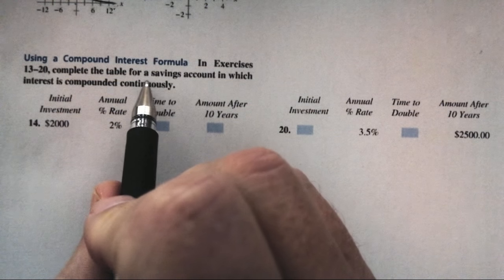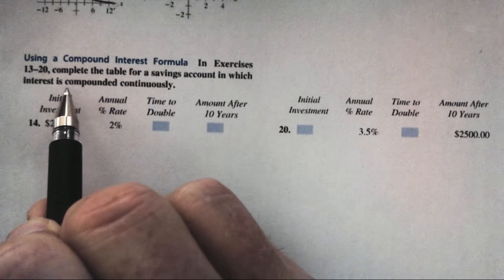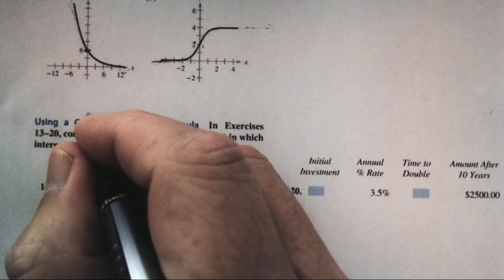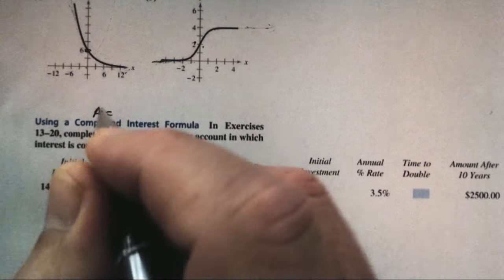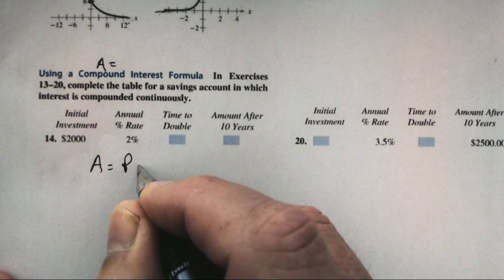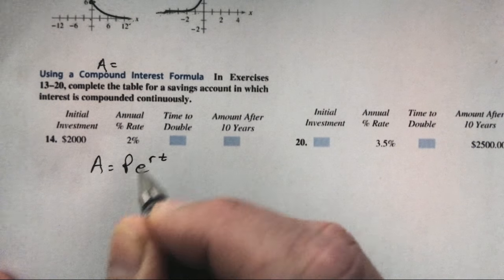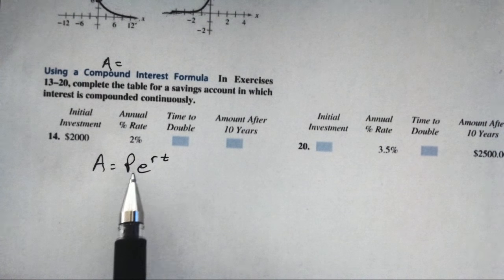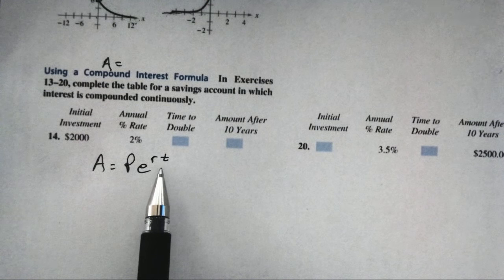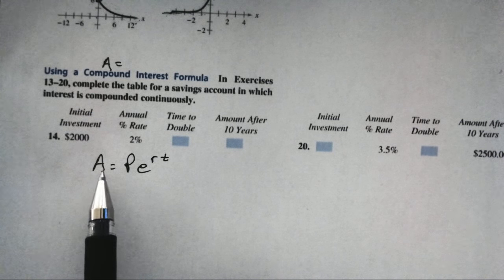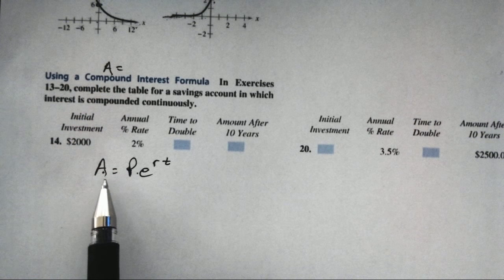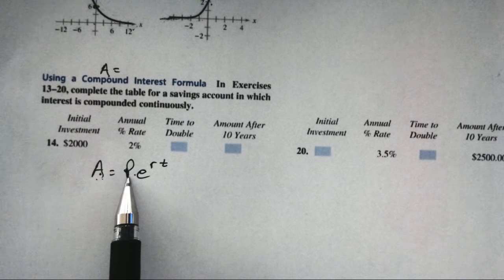Here we have complete the table for a savings account in which interest is compounded continuously. Continuous compounding. The amount we end up with equals, maybe I'll put it down here, the amount we end up with equals principal times e to the RT. That is really just a standard exponential growth problem. There's going to be others where we're going to use the same formula. It's just that instead of A and P, it might be the amount at time t equals the initial amount.